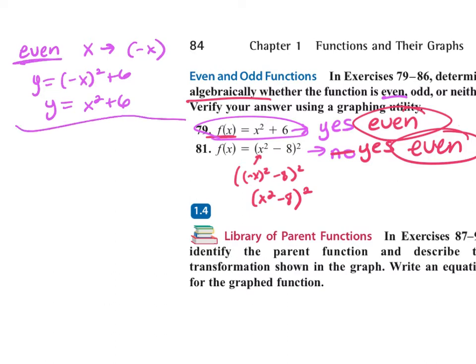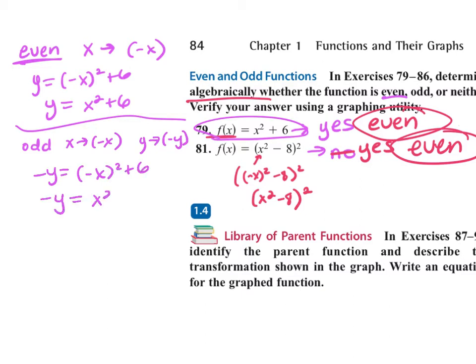If I was testing for odd, which it's not going to be, but just so that you can see it, you're going to do both the x to negative x and the y to negative y. So I would get negative y equals negative x squared plus 6, negative y equals x squared plus 6. Some of it goes back to the original, but not all of it, which means it's a no. All of it would have to either go back to the original or all of it would have to be the exact opposite. Odd would be both negative because odd is origin. Remember, origin is both.